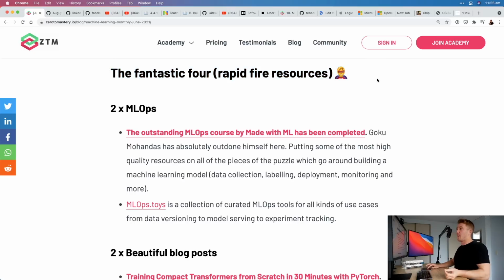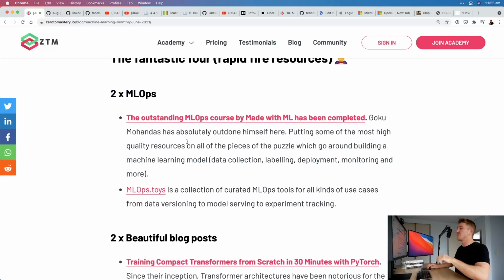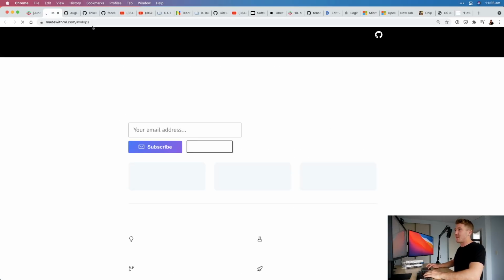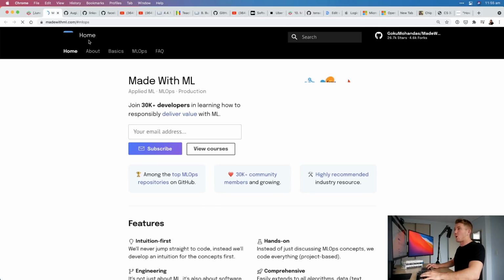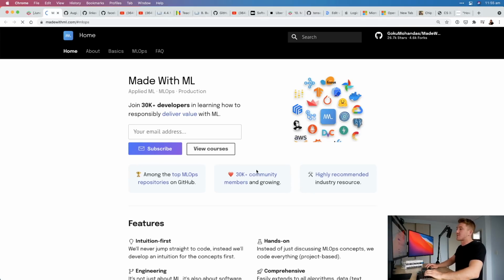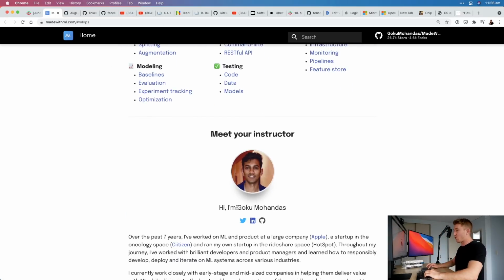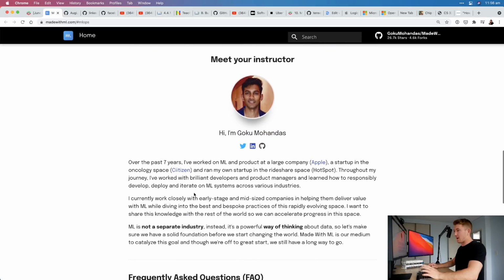To finish off, let's finish with the Fantastic Four rapid fire resources. We have 2 times ML Ops. So this has been covered a few times in Machine Learning Monthly, but there's a reason, because it's amazing. This is the ML Ops course made with ML. I'm personally going to be going through this as I start to work on my next project. Stay tuned for that. It's by the incredible Goku Mohandas, who has some amazing machine learning experience.